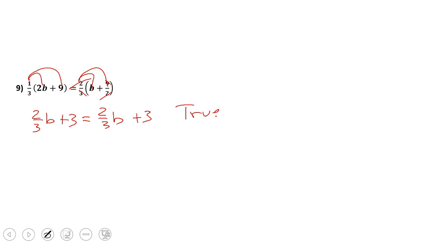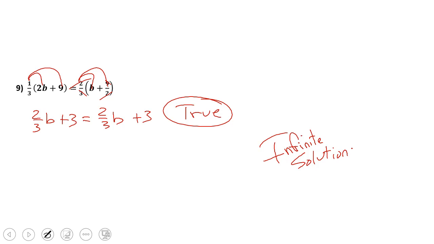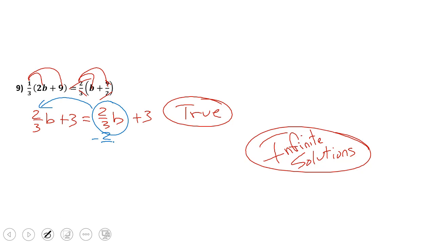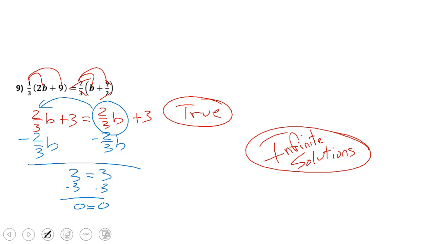That is true. I can technically be done and say infinite solutions. But we're going to prove it more by saying, hey, if I move this 2/3 b and I combine these b terms by subtracting 2/3 b from both sides, I get 3 equals 3. And of course, I can subtract the 3's and I can get 0 equals 0. All gives us infinite solutions. Ladies and gentlemen, pause the video, write it all down. Join us for example 10.